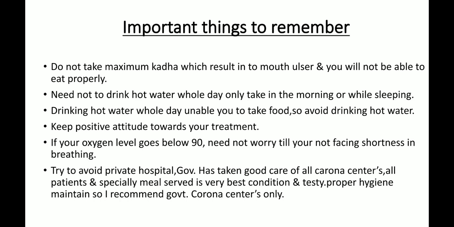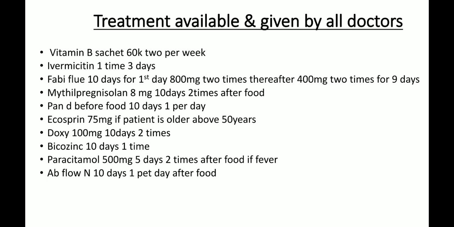Okay, next slide. Treatment available and given by all the doctors. This is a very important treatment, please note it down. Vitamin B sachet 60k, twice per week. Then ivermectin tablets, one tablet per day, take it only for 3 days. Then Fabiflu for 10 days. On the first day you have to take a dose of 800 mg two times, that is 1600 mg.